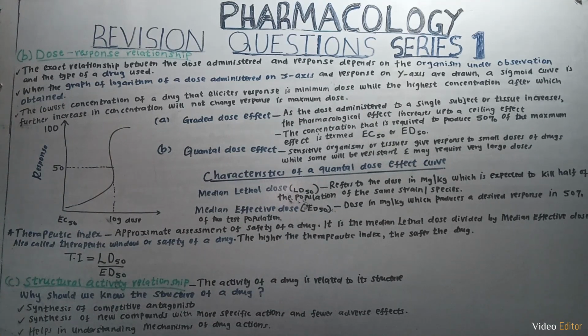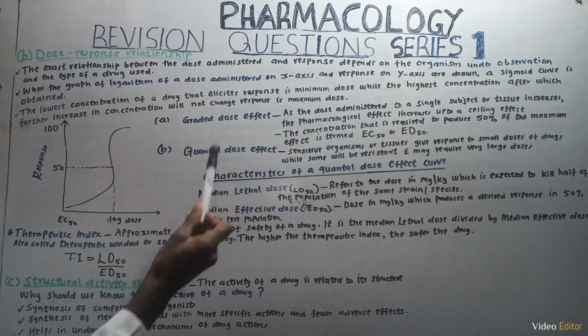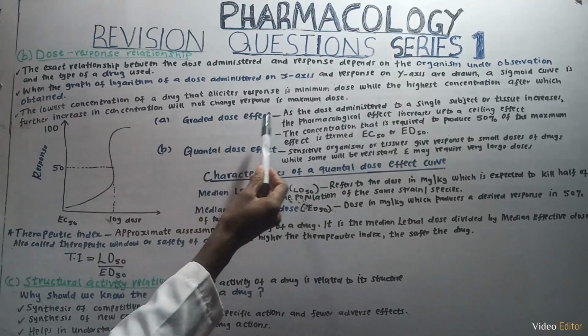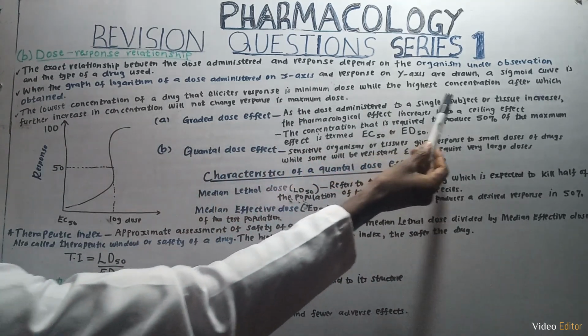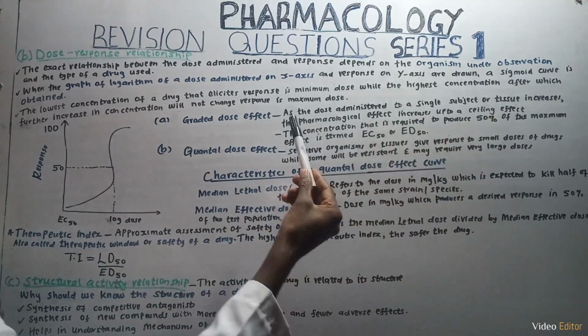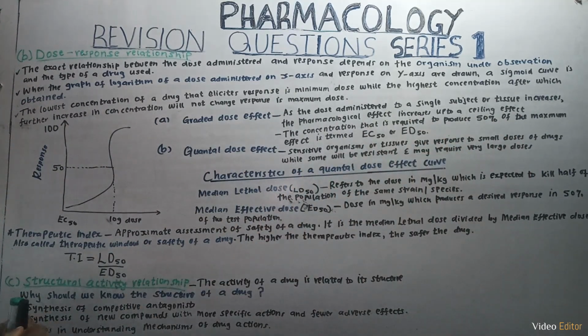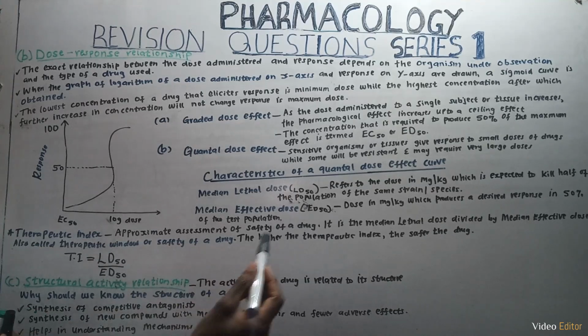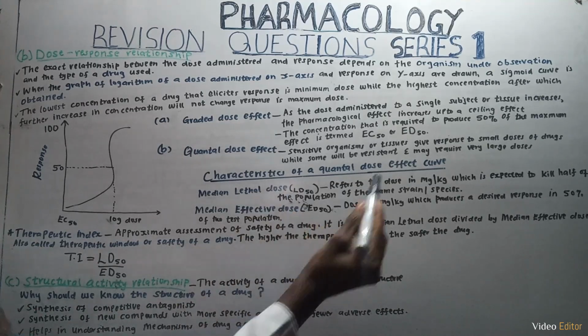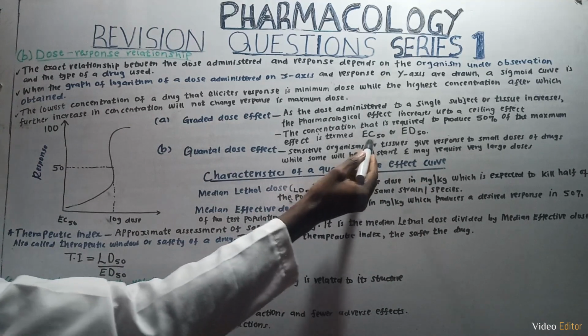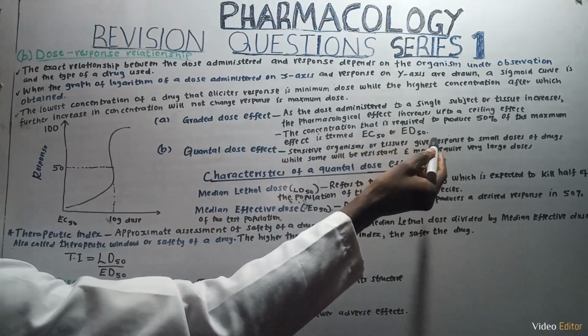Then I have talked about graded dose effect and control dose effect. For graded dose effect, as the dose administered to a single subject or tissue increases, the pharmacological effect increases up to a ceiling point. Very, very important for you to know, that's up to a ceiling effect. The concentration that is required to produce 50% of the maximum effect is termed as EC50 or ED50. So just know that the E is for effect, EC or ED.